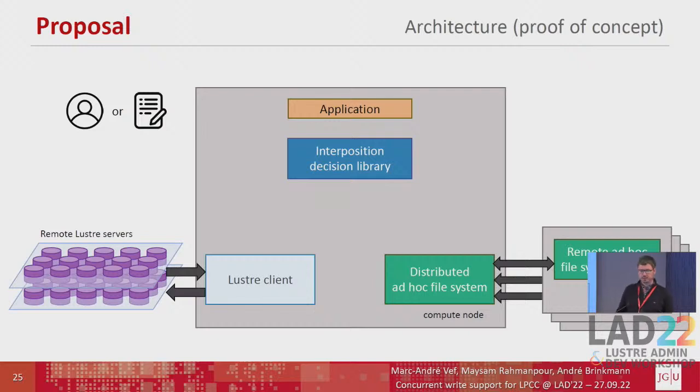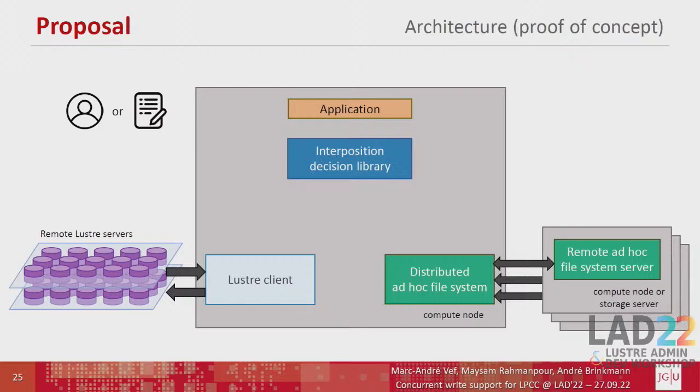If you have a compute node with a Lustre client and a distributed ad hoc file system running, this is how it would look today. And then you also have this interposition decision library here. The purpose of this library is basically to say, should this specific file be cached? Then it would go to the ad hoc file system. If it's not cached, then it would just fall back to Lustre.